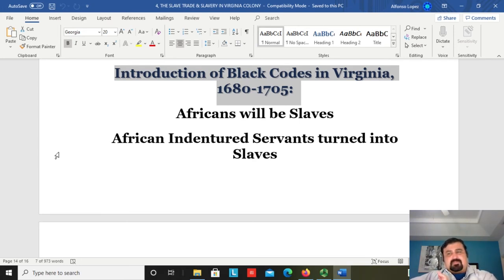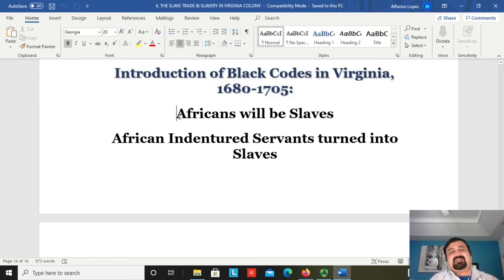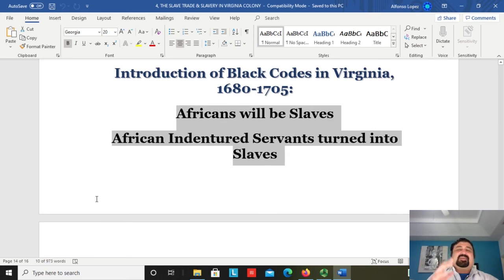So, again, the so-called slave codes in Virginia that were written between 1680 and 1705, of course, determined that in this new system of labor, the ones that will be the servants or the slaves, so to speak, will be the people coming from Africa. In other words, that this is a permanent status.